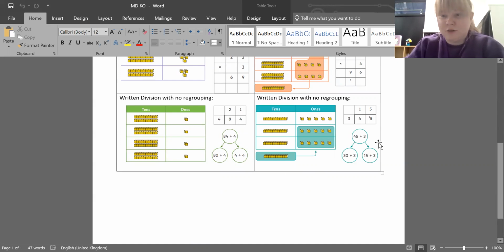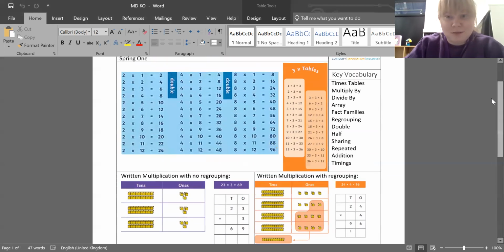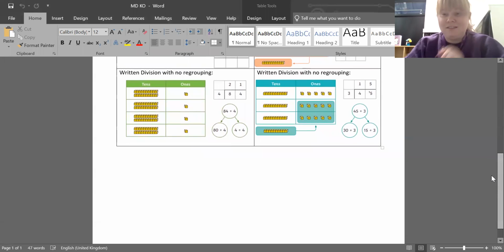When we're doing regrouping, it's slightly different. We still start with our first number within the column. So we do 4. How many 3s, which is the number we're dividing by, go into 4? I look at my 3 times table, and the closest number I can get to 4 is 3. So that goes in once. Then we subtract and think about how many we have left over. If I subtract 3 from 4, I'm left with 1.